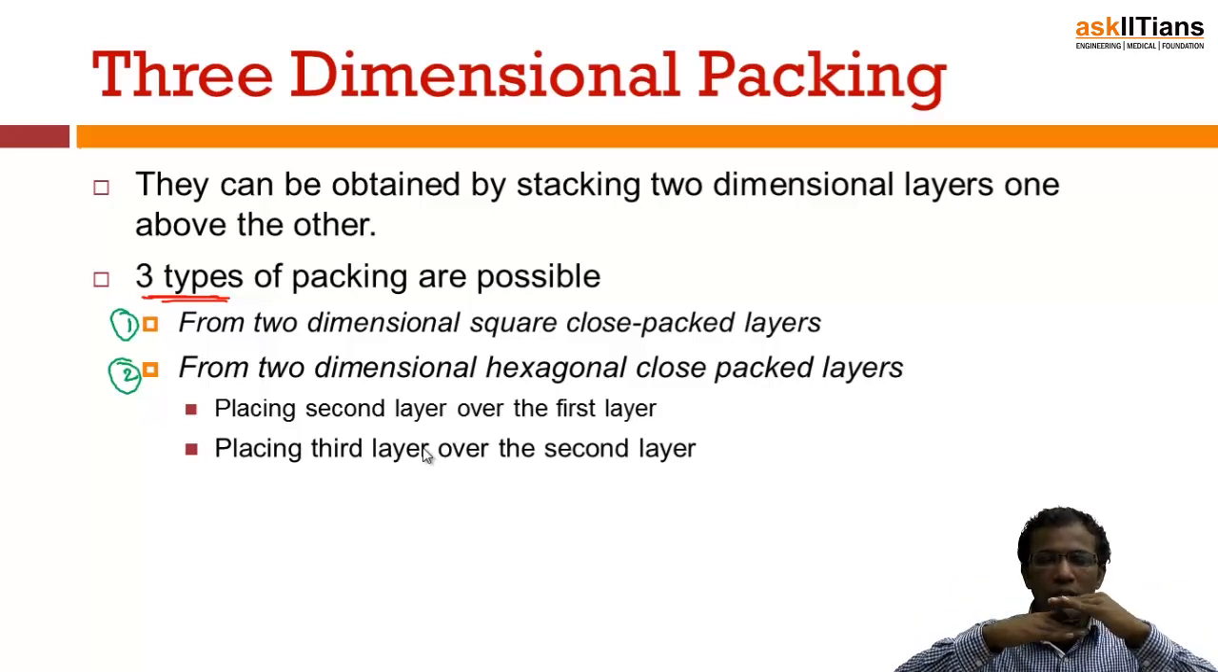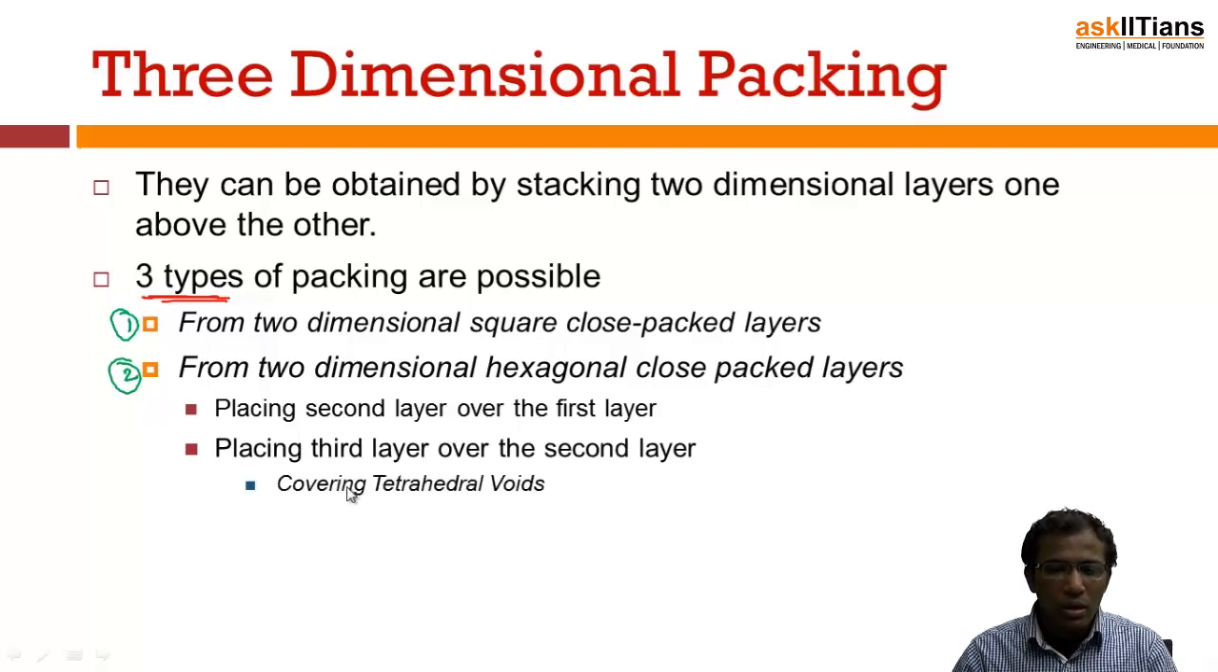Here 2 different types of arrangements are possible, and we are going to learn those 2 different types of arrangements in our next slides. So be careful and try to be attentive to understand these things. Here what you will get is covering tetrahedral voids and covering octahedral voids. We will discuss what is a tetrahedral void and what is an octahedral void. So let's start with the packing.